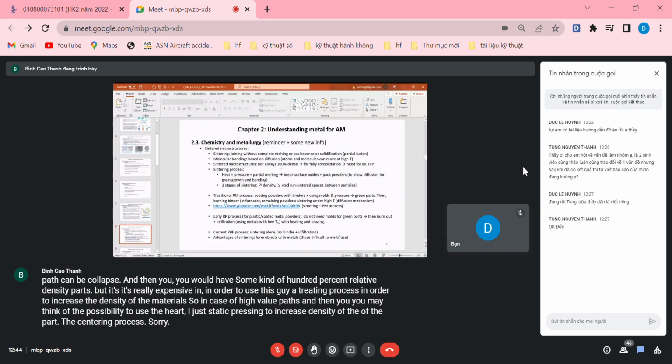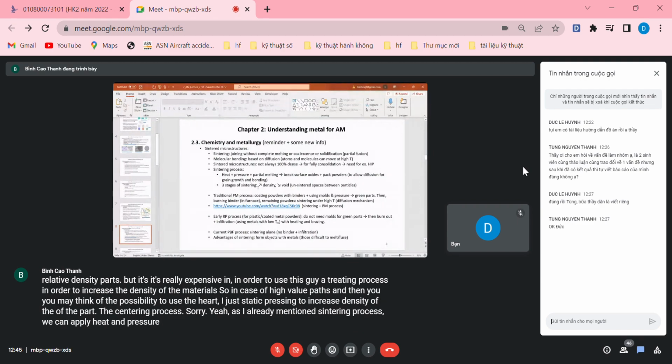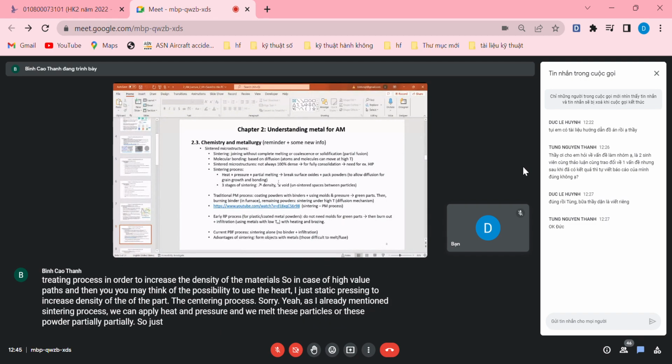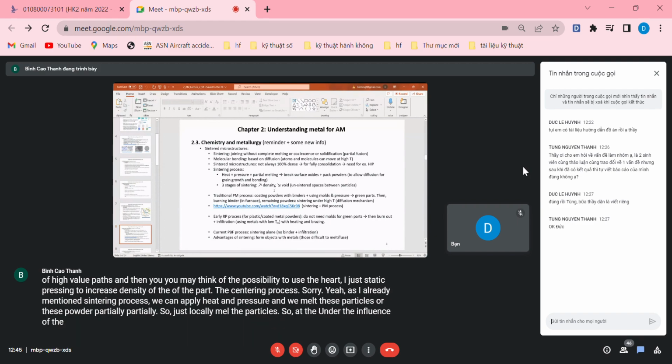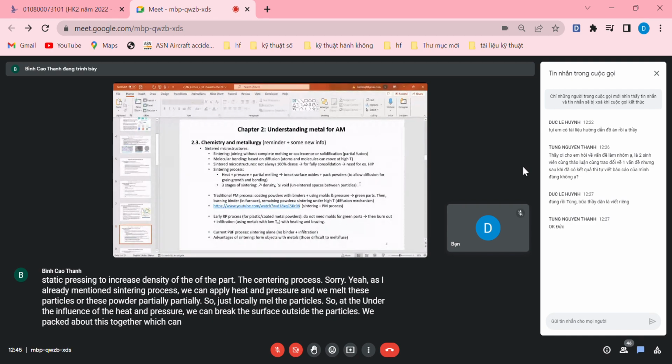As I already mentioned, in the sintering process, we apply heat and pressure, and we partially melt these powder particles, so just locally melt the particles. Under the influence of the heat and pressure, we can break the surface outside the particles. We pack the powders together, which supports the diffusion process and bonds the particles.